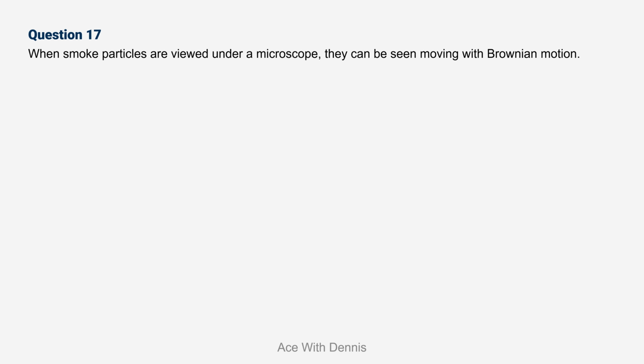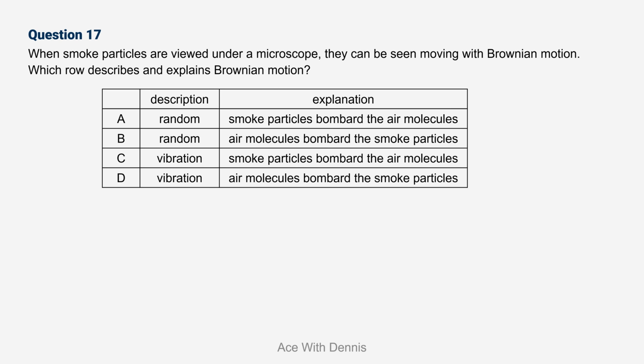Question 17. When smoke particles are viewed under a microscope, they can be seen moving with Brownian motion. Which row describes and explains Brownian motion? Here are 4 options. To answer this question, you need to know whether the motion is random or vibration, and in the explanation part, you need to explain whether the smoke particles bombard the air molecules or the air molecules bombard the smoke particles.